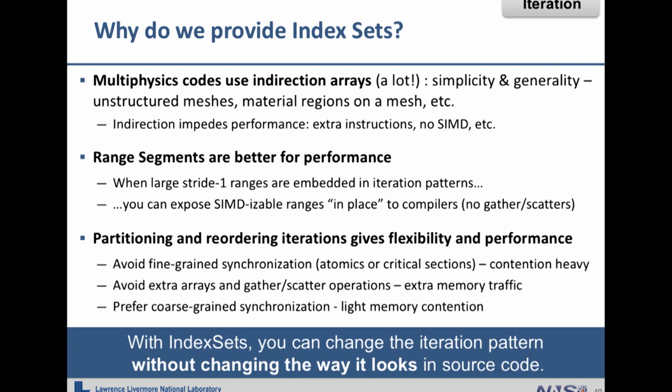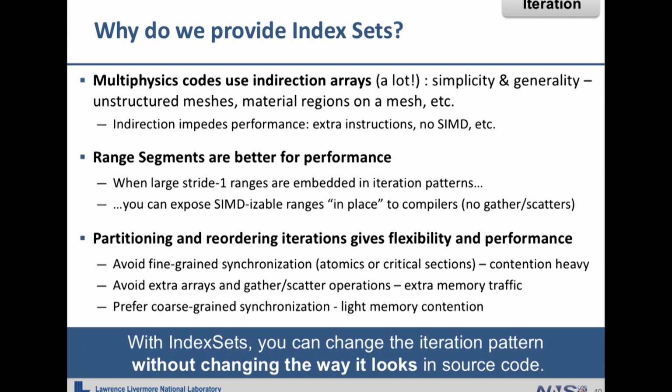So the index set concept is something that's unique to RAJA, and this is just a little bit of why we actually provide one of these. Lots of the codes that we deal with use indirection arrays just to make the actual code that the application developer sees simpler and more general, right? But when you have this indirection, each time you want to find the next index to run, you have to read it from an array, right? That impedes performance. It's adding instructions, and it can break lots of compiler optimizations. When you have a simple range where it's just a stride one set of indices, it's a lot easier for the compiler to optimize, and you can get better vectorization and things like that.